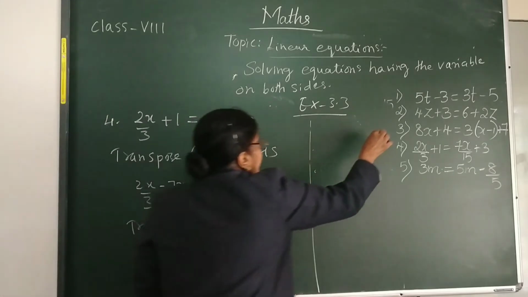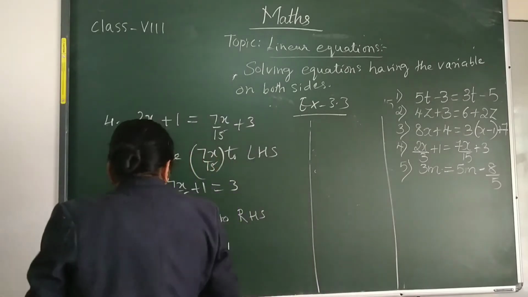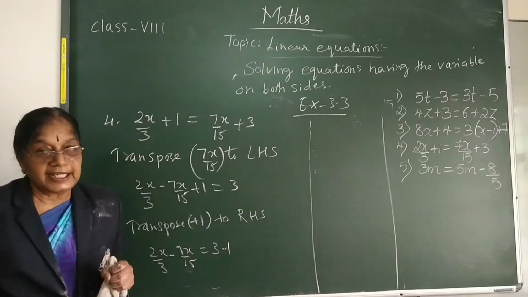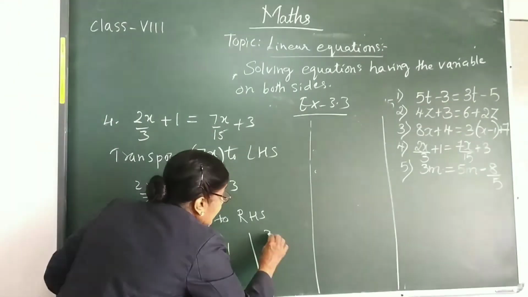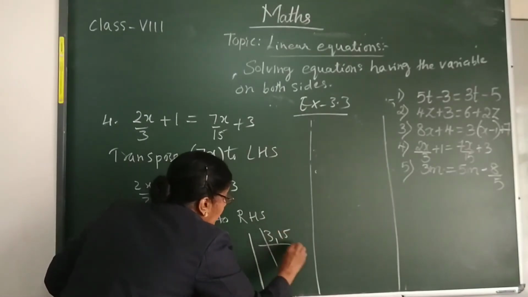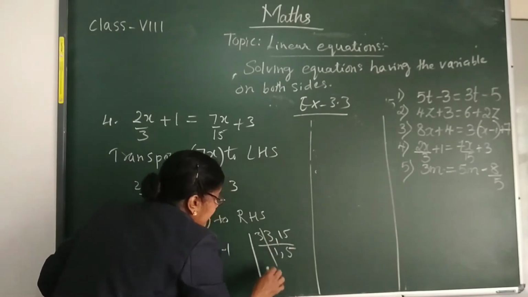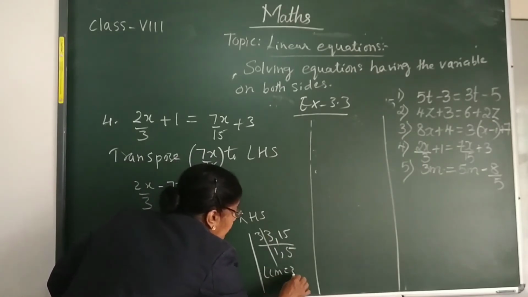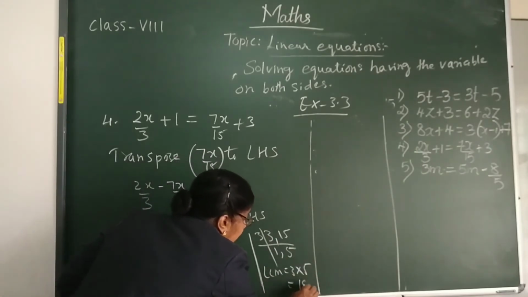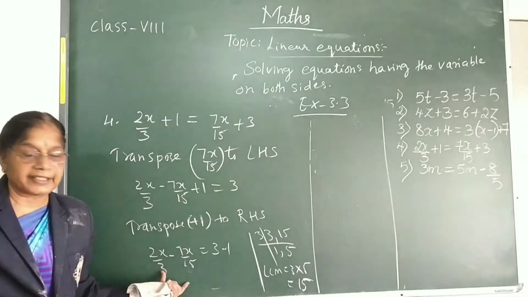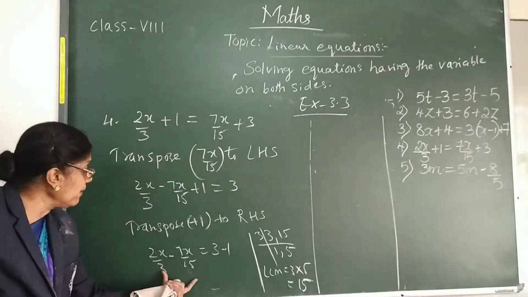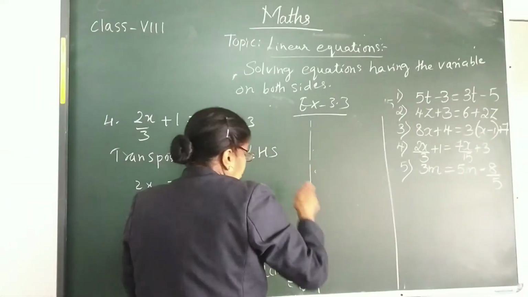Now here you can see what we have. Different denominators. We cannot subtract. We have to take LCM. Let us find out what is LCM of 3 and 15. So 3 1s are 3, 3 5s are 15. So LCM is equal to 3 into 5 is equal to 15. We have to make the denominator same and then we can subtract it. So we got LCM 15. So let us do the sum now.